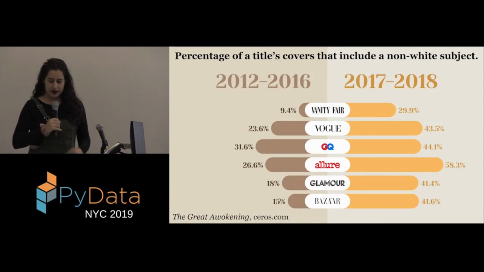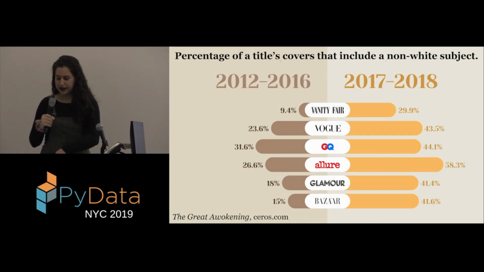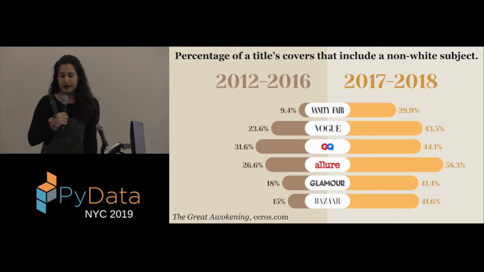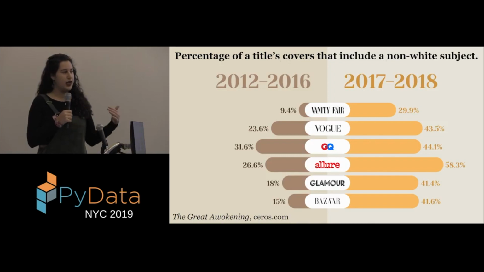There's this piece called The Great Awakening. There are 6 magazines here, but they did this for actually, I think, 12 magazines. They counted the number of covers which had a non-white subject, and then they were able to graph this. What they're showing is that in the past few years, there's been a huge uptick in the number of non-white subjects on a magazine cover.